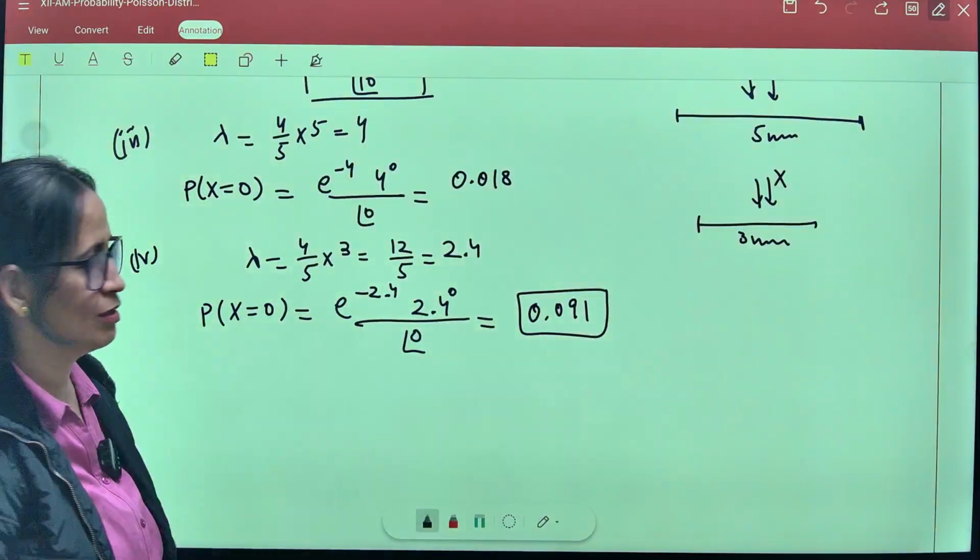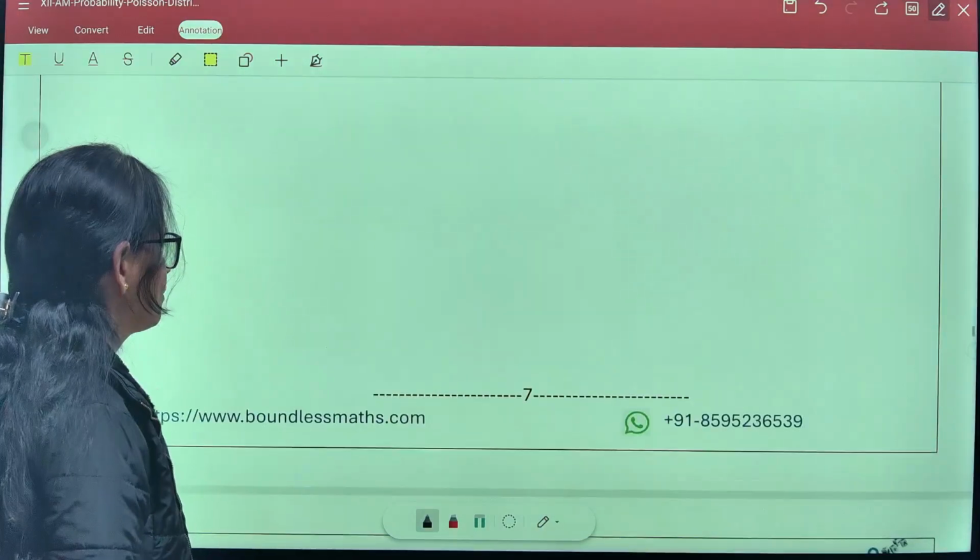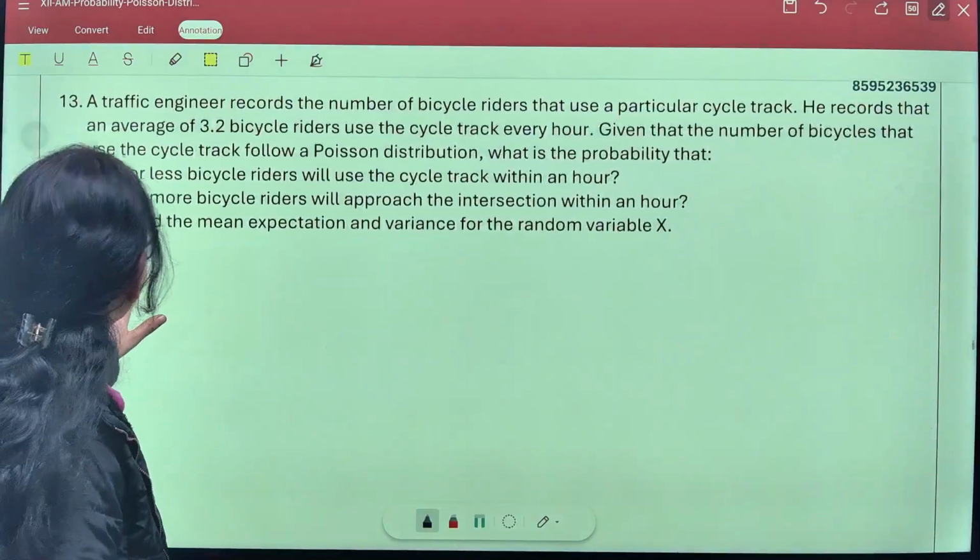Done? So that means these people are so busy, the probability of no call for even 3 minutes is so low, almost 0. Oh, he cannot get 3 minutes of personal time. Okay, next question.